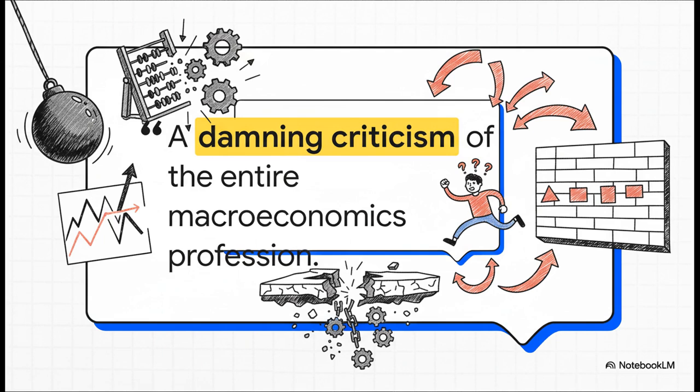And this was the bombshell that blew it all up, the Lucas critique. Economist Robert Lucas basically said, look, your models are built on historical data, but people aren't robots. If the government changes a policy, like a tax law, people will change their behavior. That means all your historical data becomes useless for predicting the future. It was a killer argument against the old way of doing things.